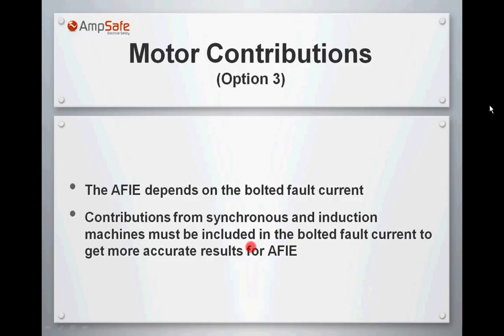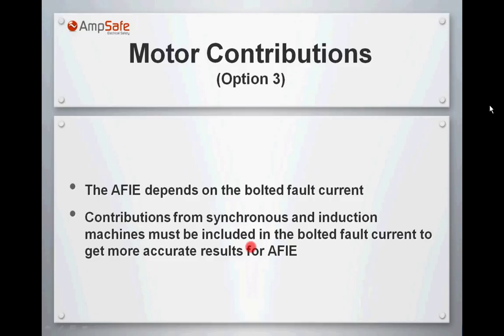But we really would like to have a way of quantifying how much they will influence the result. That would be neat, to make a study, an investigation, and find out how much the currents from contributions will affect the ArcFlash incident energy. Okay, which we will do after a couple of slides.